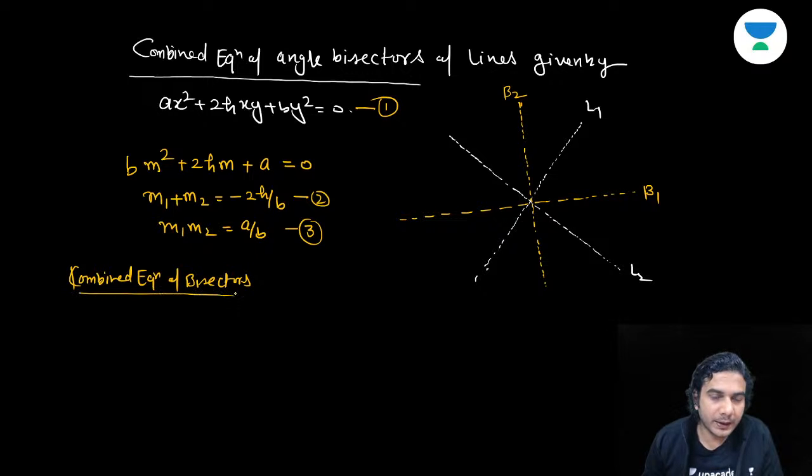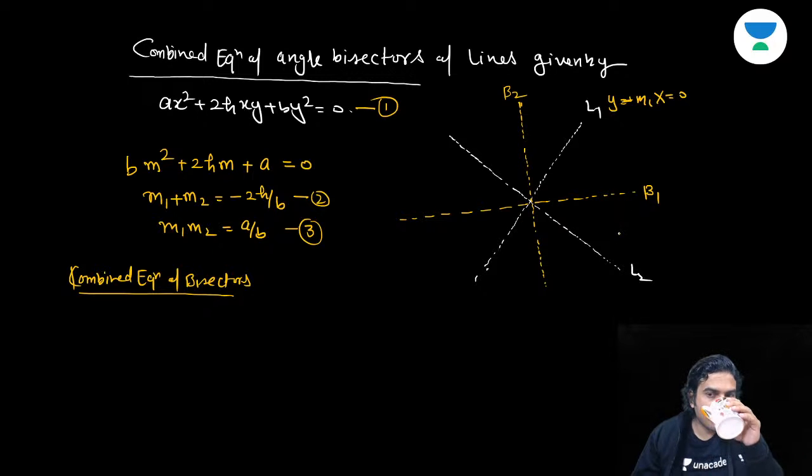So to find the combined equation, first we need to find the bisectors. This line is y is equal to m1x, or y minus m1x is equal to 0. And this another line is y is equal to m2x, or y minus m2x is equal to 0.